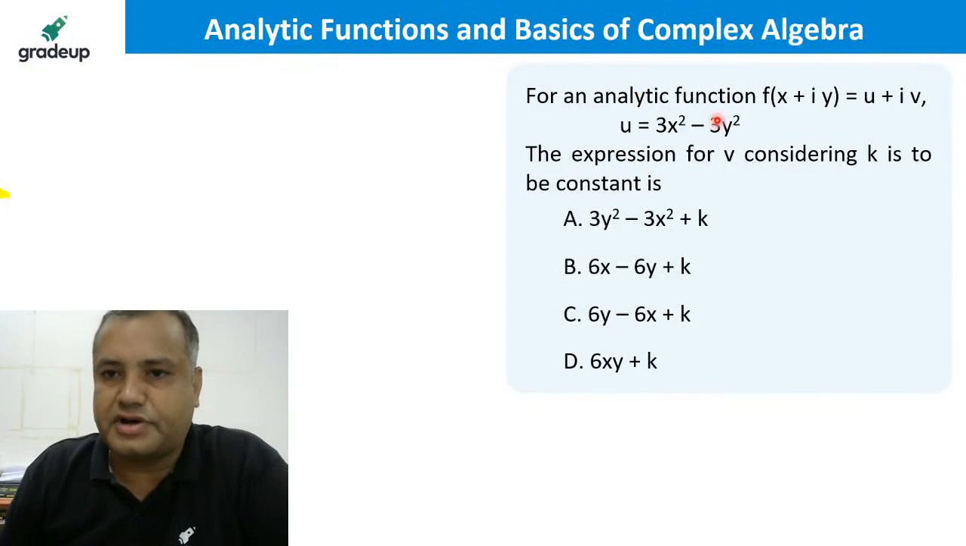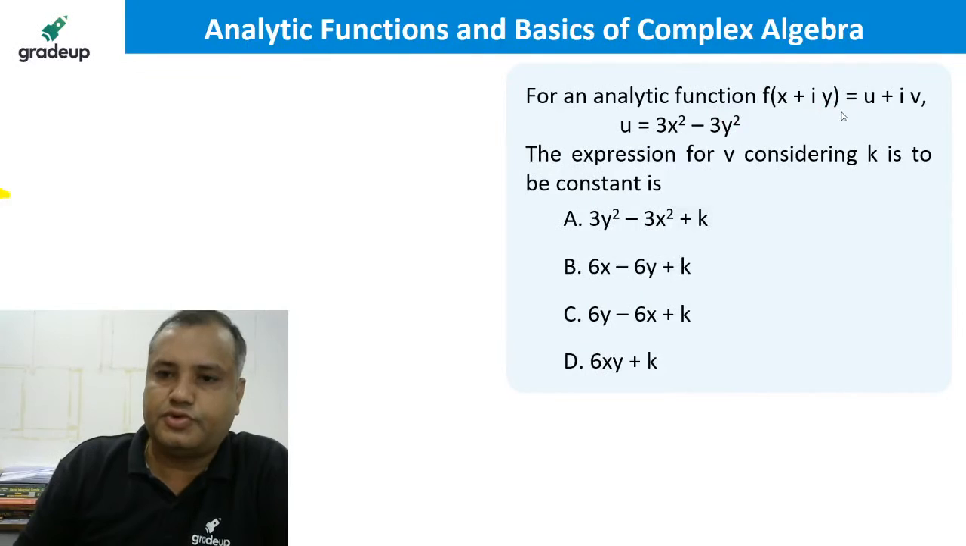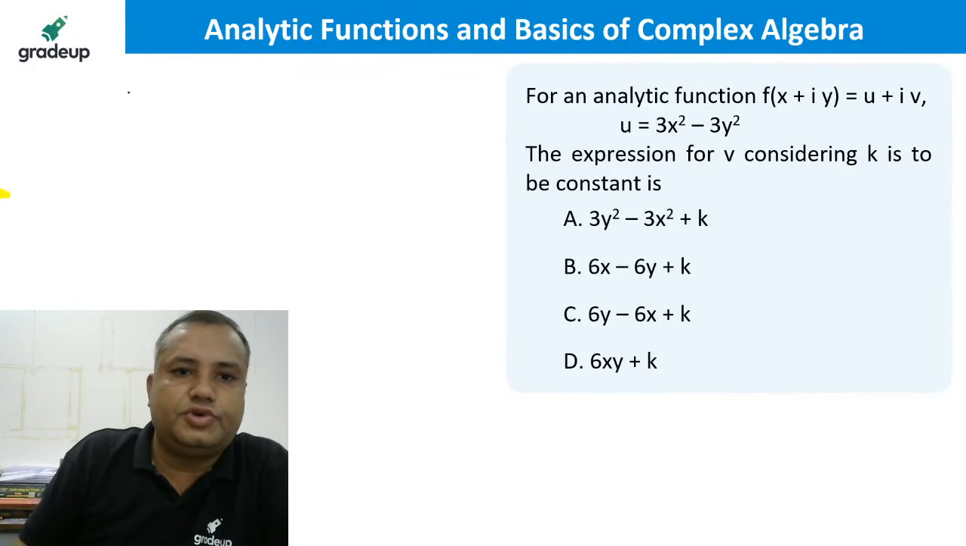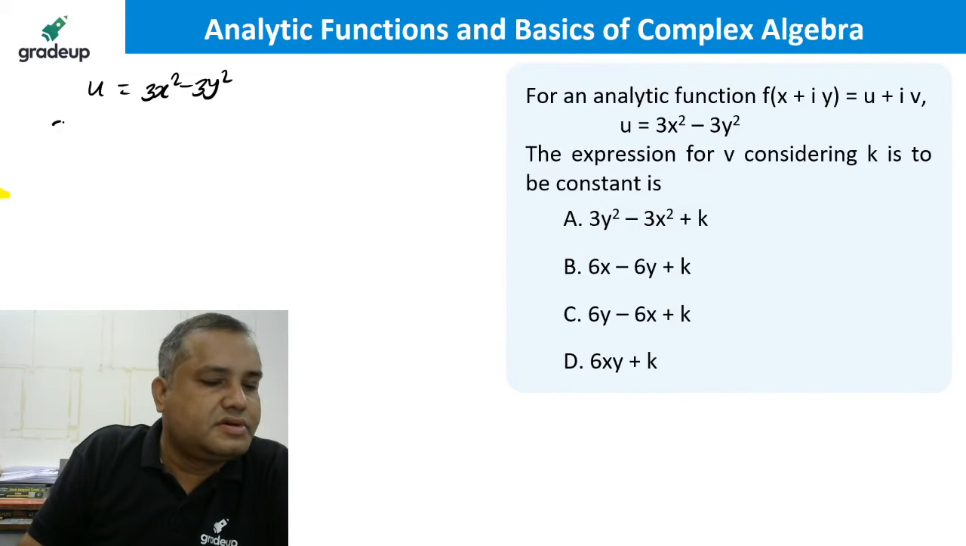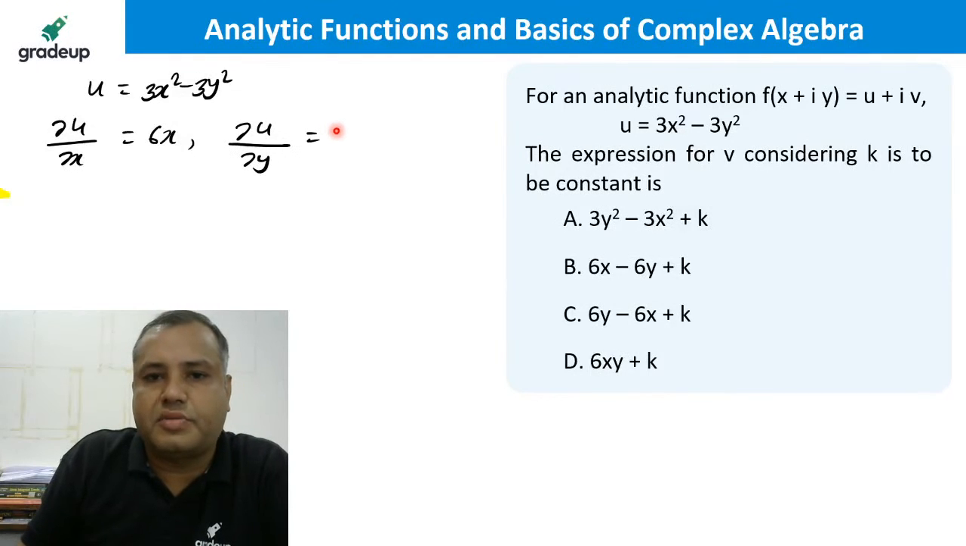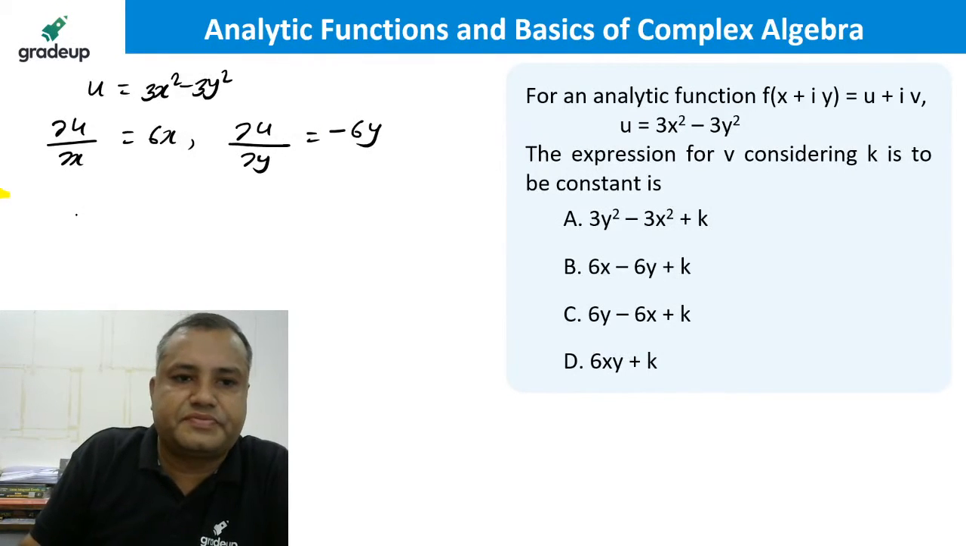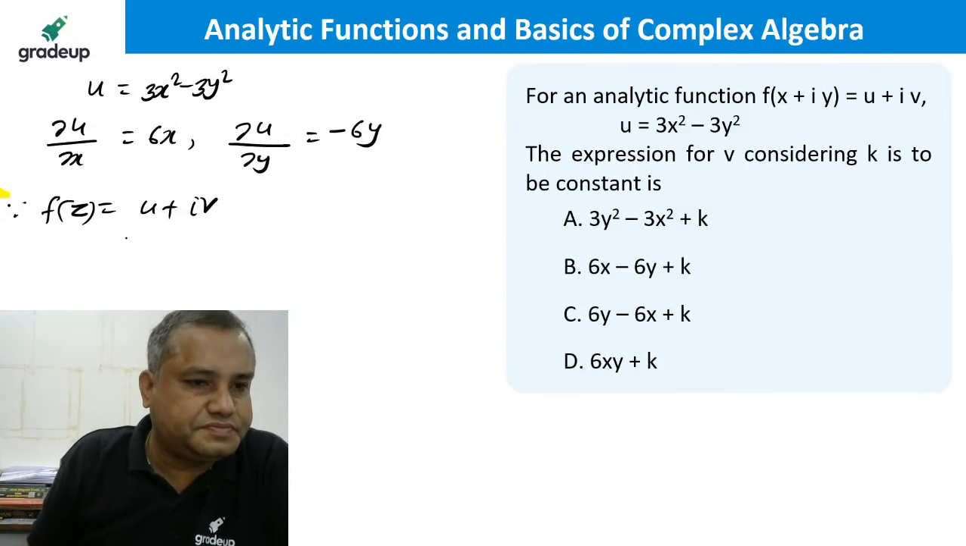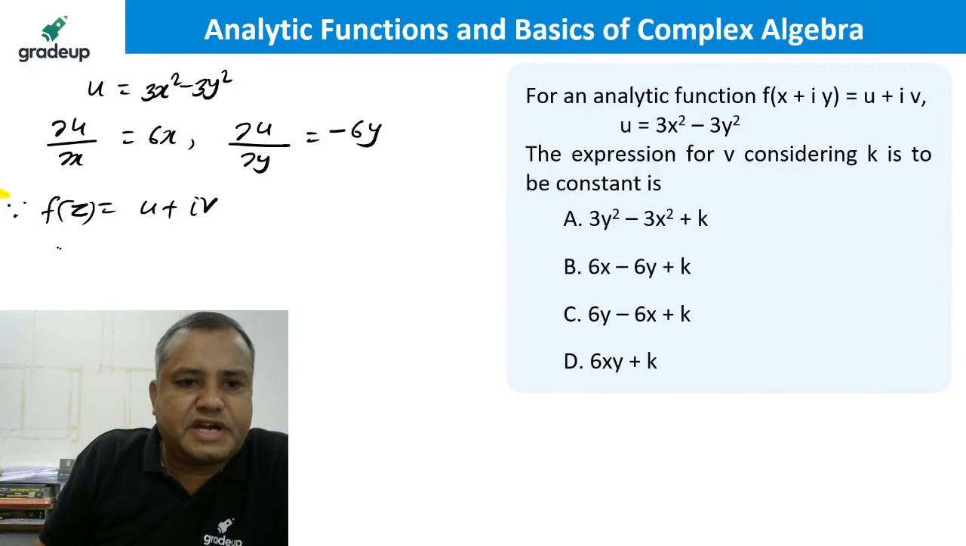For an analytic function f of z equal to u plus iv, u equal to 3x square minus 3y square. So del u by del x will be 6x and del u by del y will be how much? Minus 6y. F of z is u plus iv, this is our analytic function. We will differentiate with respect to z.